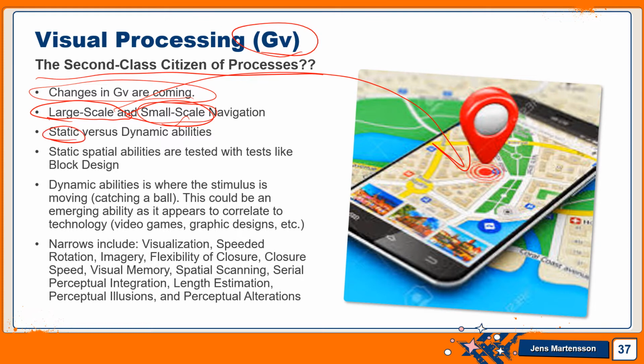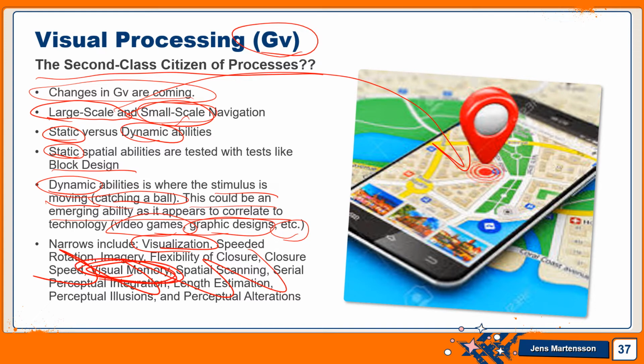There's also static versus dynamic. So static spatial abilities tests are like block design. The stimulus does not move. It's just a picture. But the dynamic ones are things where the stimulus is moving. We don't have any tests for this, like catching a ball or whatever. And this is an area that's coming up because it can correlate to video games, graphic designs, and other things like that. So be on the lookout for that. The narrows under GV are visualization and then all this other stuff, and I don't really care. Oh, there is visual memory in there, which we do know. And maybe you've done spatial scanning.